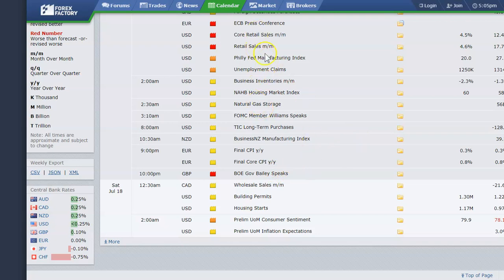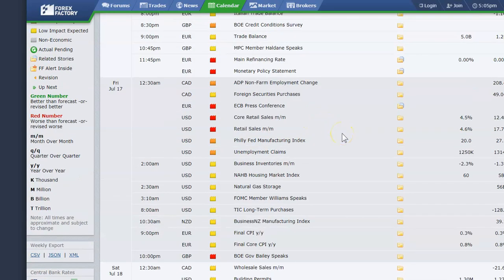But just be aware of these things, because you can get little impulses. Sometimes they go on and become decent moves, but a lot of the time in this current environment they don't.